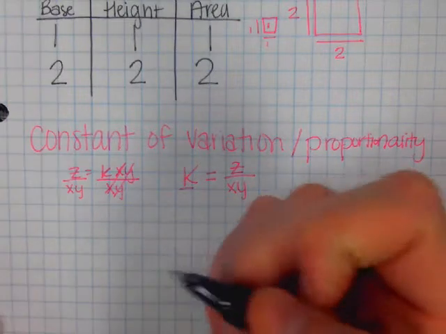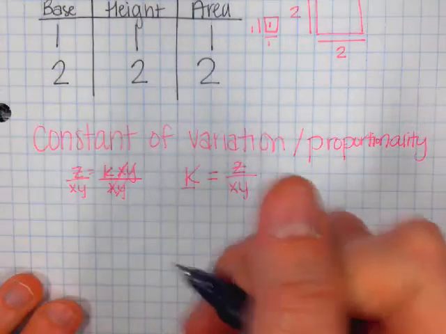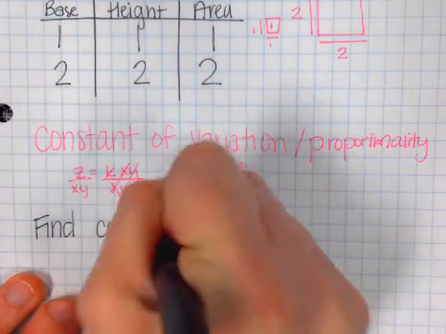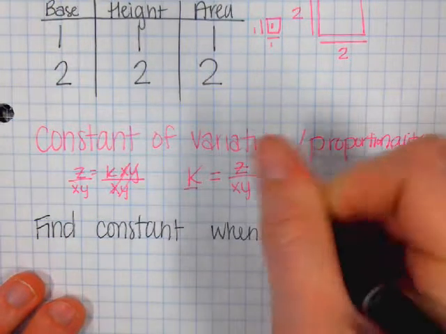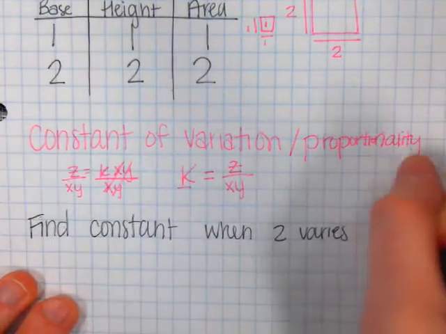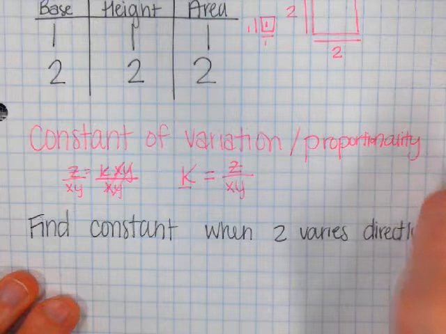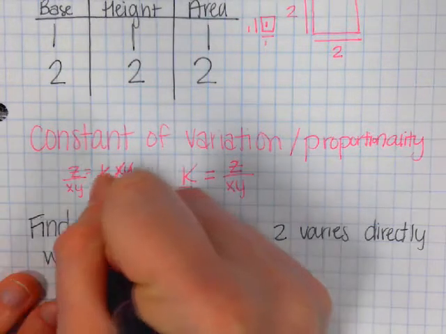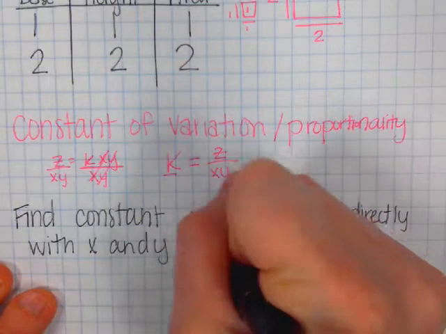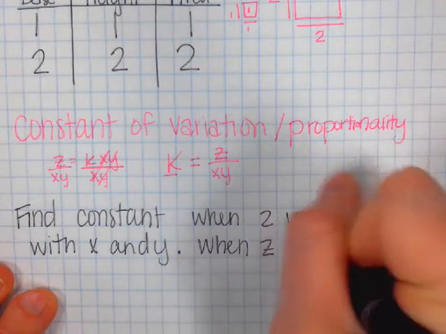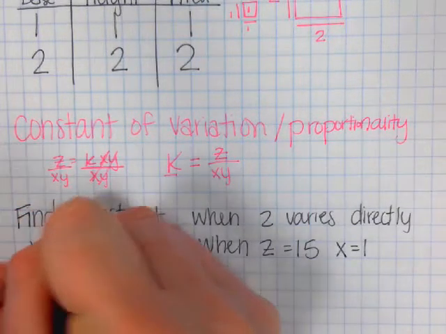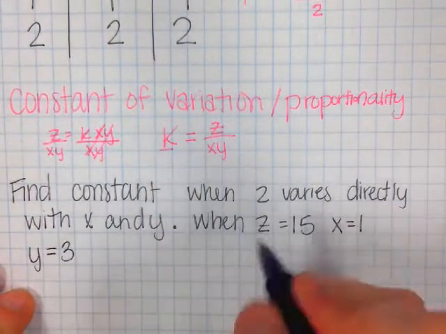Okay, so let's go ahead and do one of the examples. If I told you to find the constant when z varies directly with x and y, when z equals 15, x equals 1, and y equals 3.